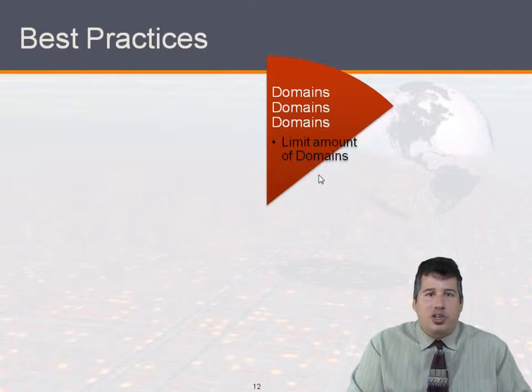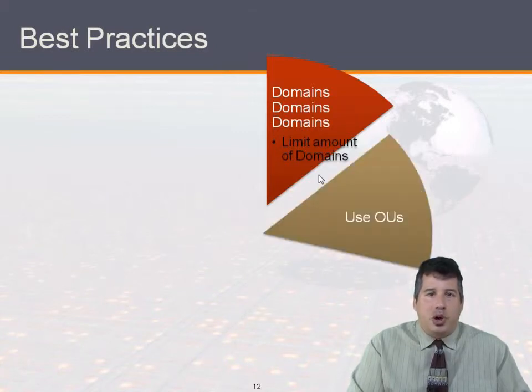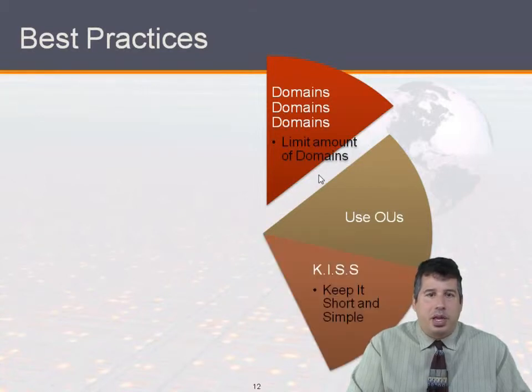Domains are security structures. The reason why we want to create a different domain is if we're in a different country, or because of a different currency, different settings for passwords, a different security model. Use OUs instead of domains. OUs are easier to manage and to implement. Keep it simple, short and simple.